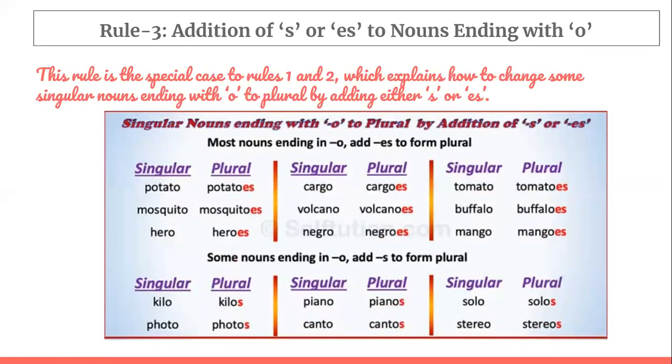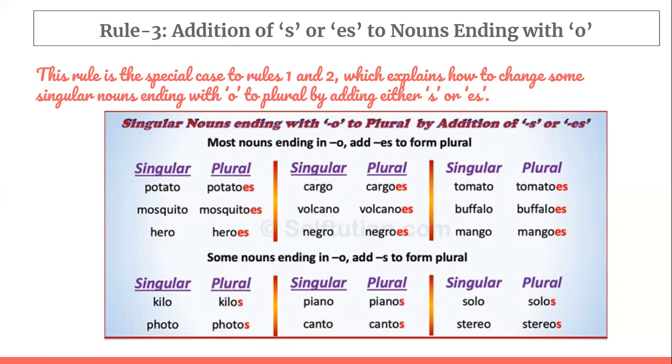Rule number three, addition of an s or an es to all the nouns which end with an o. Now, this rule is a special case to rule number 1 and 2. That means it explains how to change some singular nouns ending with O to plural by either adding an S or an ES. Most of the nouns which are ending in O, you should add an ES, like potato or a negro or a mango. You make it plural by adding an ES.